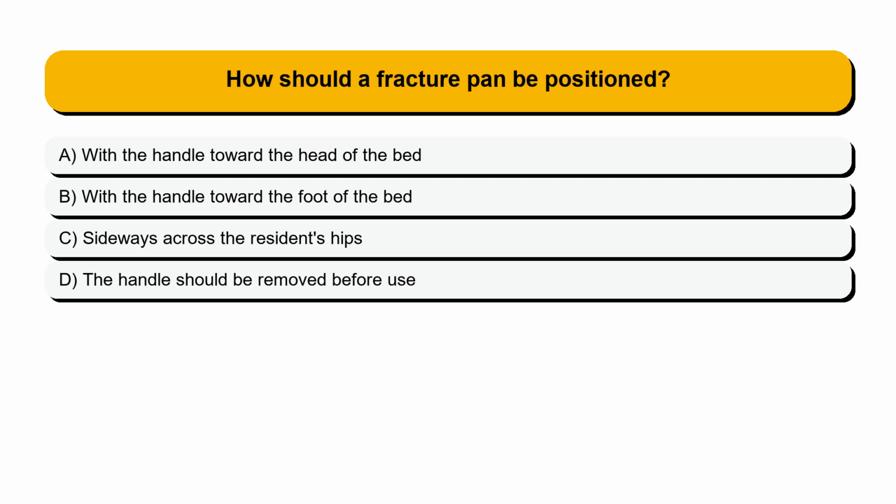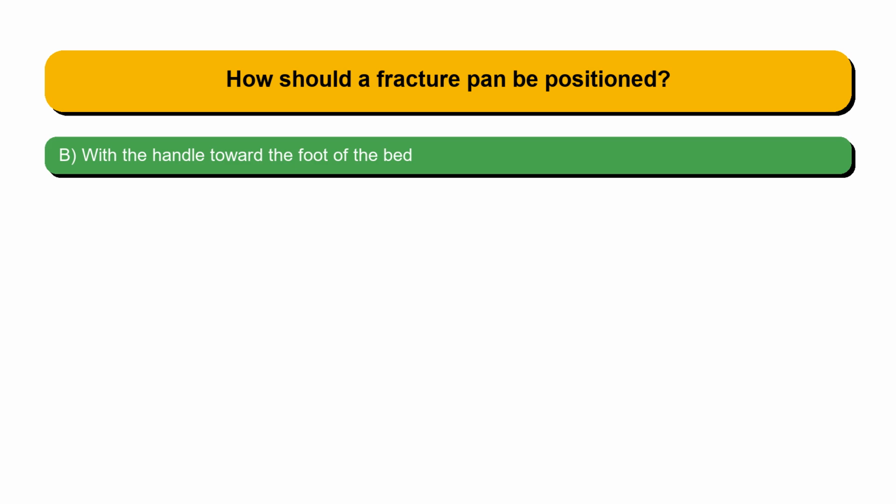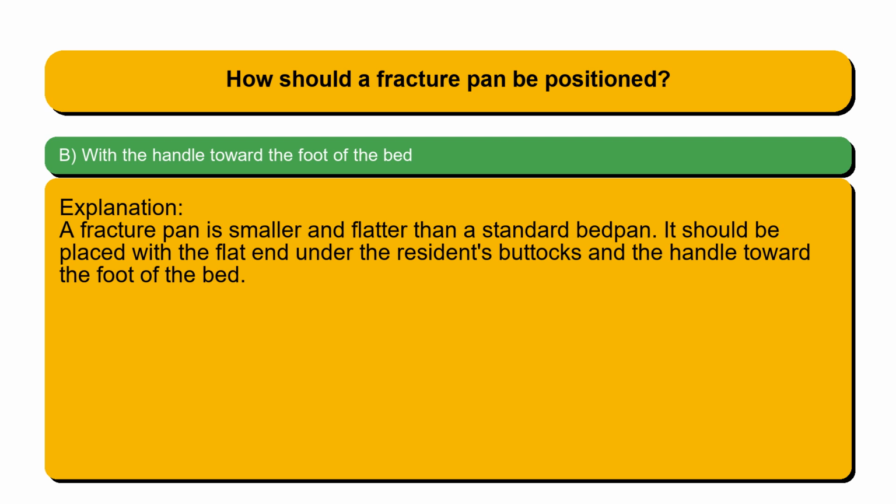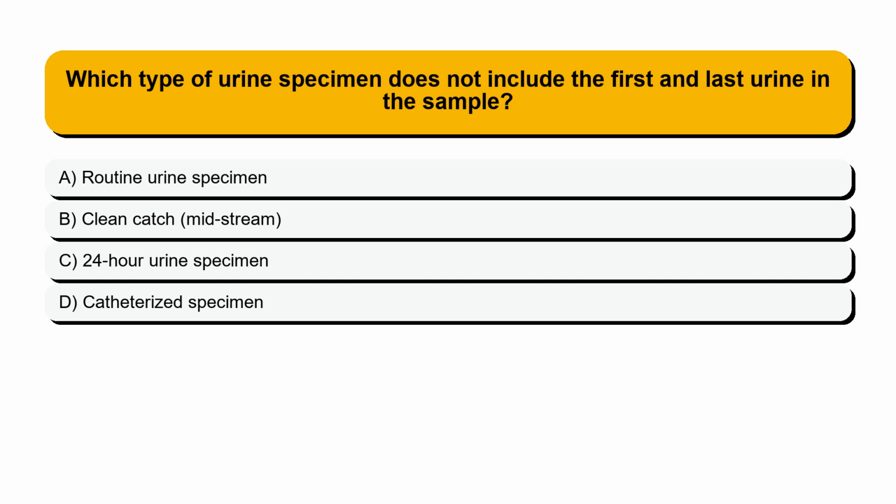Question 18. How should a fracture pan be positioned? Option A, with the handle toward the head of the bed. Option B, with the handle toward the foot of the bed. Option C, sideways across the resident's hips. Option D, the handle should be removed before use. The correct answer is option B, with the handle toward the foot of the bed. A fracture pan is smaller and flatter than a standard bedpan. It should be placed with the flat end under the resident's buttocks and the handle toward the foot of the bed.